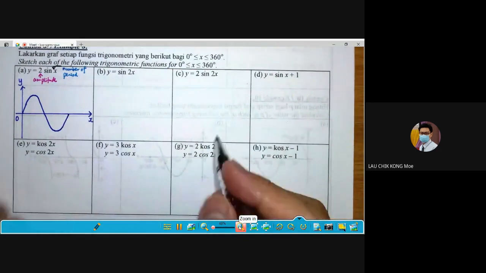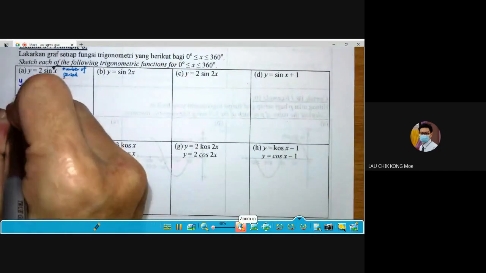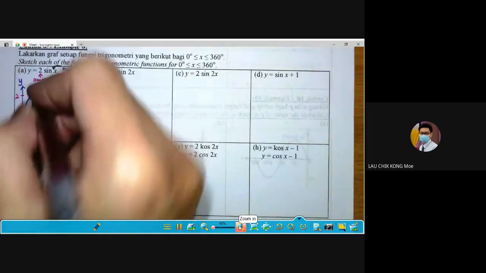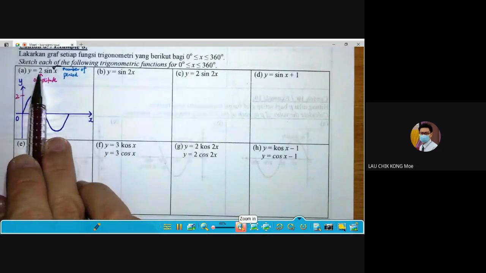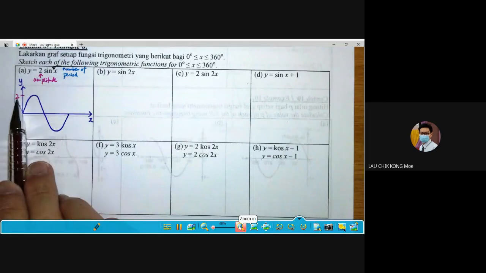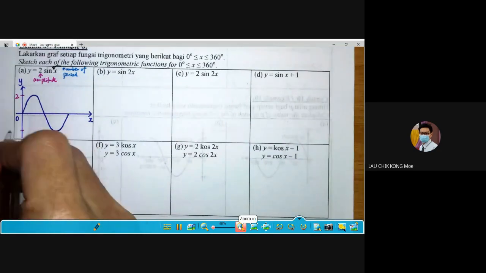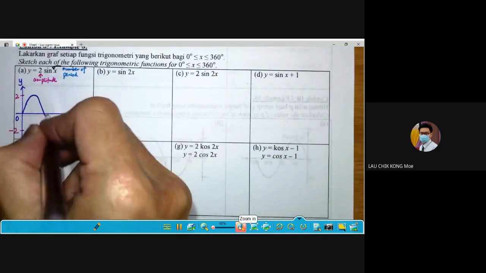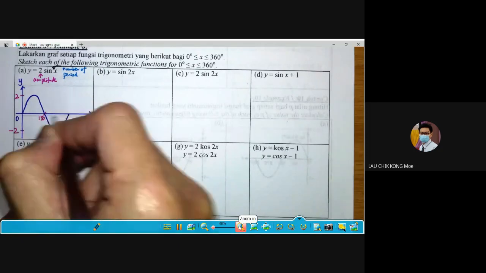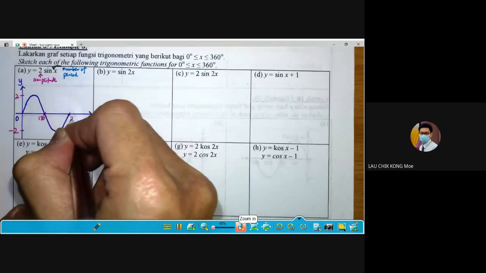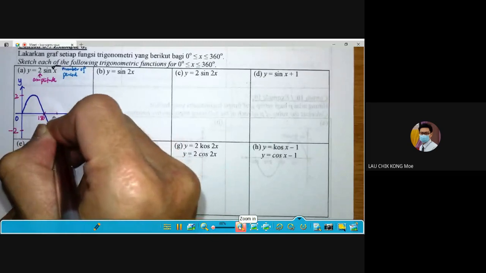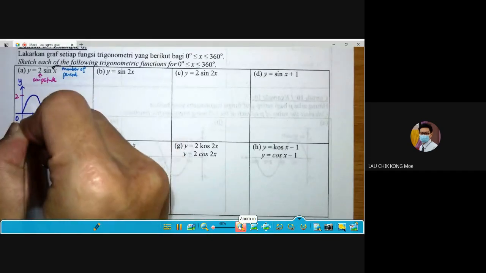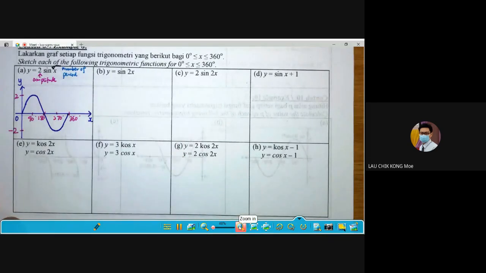And then now we jot down the amplitude. This is amplitude 2 because our amplitude from the question is 2. So the maximum is 2 and the minimum is -2, and this is 180 degrees. This is 360 degrees, this is 270, and this is 90 degrees. So we only need to state 4 main angles: 90, 180, 270, 360.